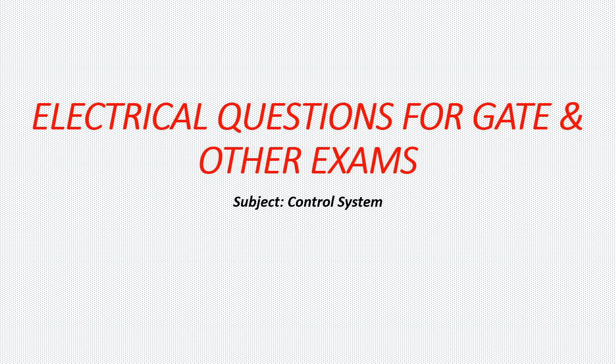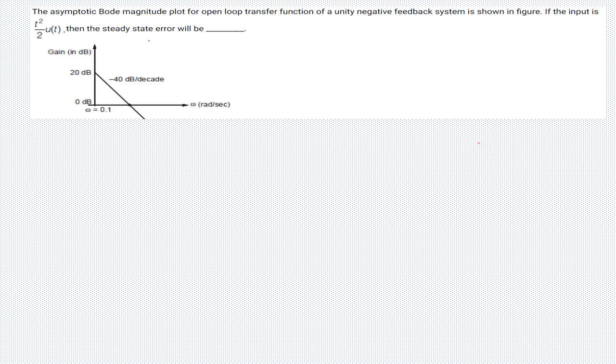Today again we'll be solving a problem related to control systems. So let's begin. Here the problem is: the asymptotic Bode plot magnitude for the open loop transfer function of a unity negative feedback system is shown in the figure. If the input is t square by 2 u of t, then the steady state error will be.